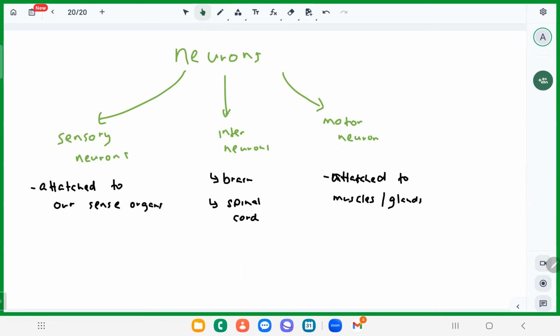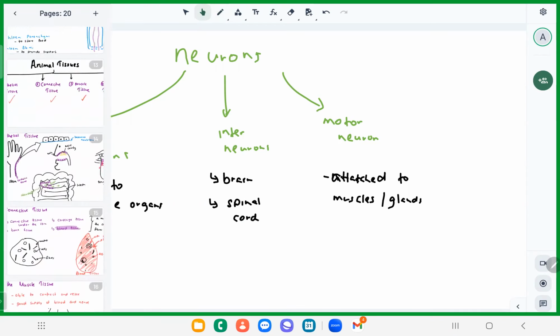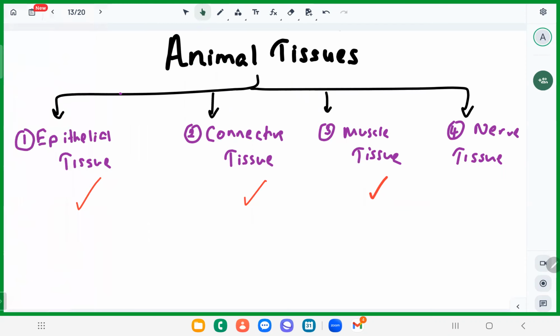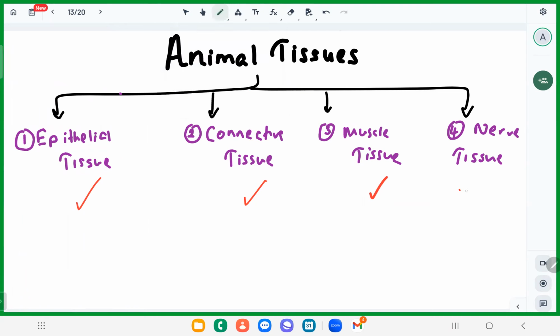So that's what you need to know about the nerve tissue. And with that, we have come to the end of our animal tissues. We've learned about the epithelial tissue, and then about the connective tissue, and then the muscle tissue. And now we're done with the nerve tissue as well.